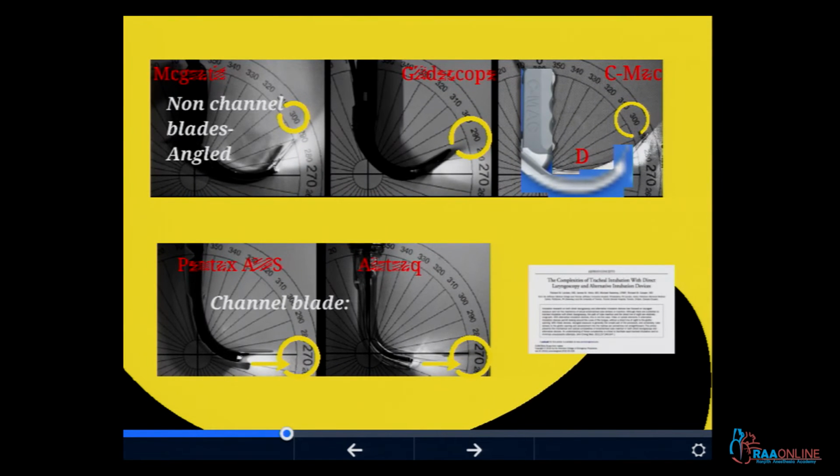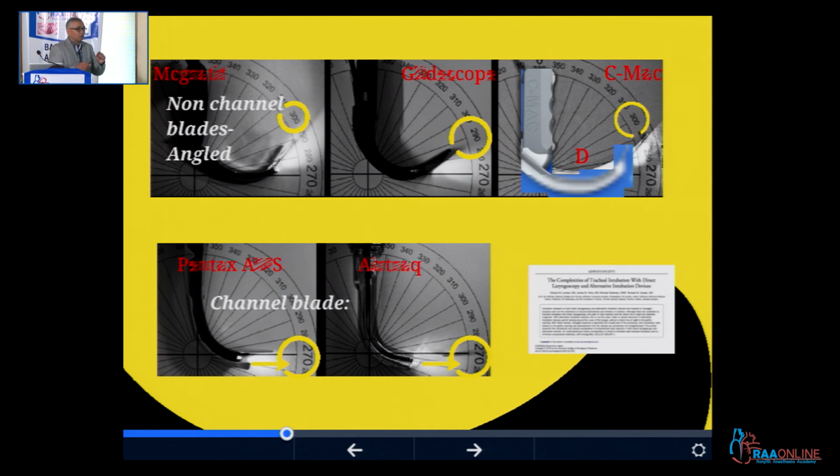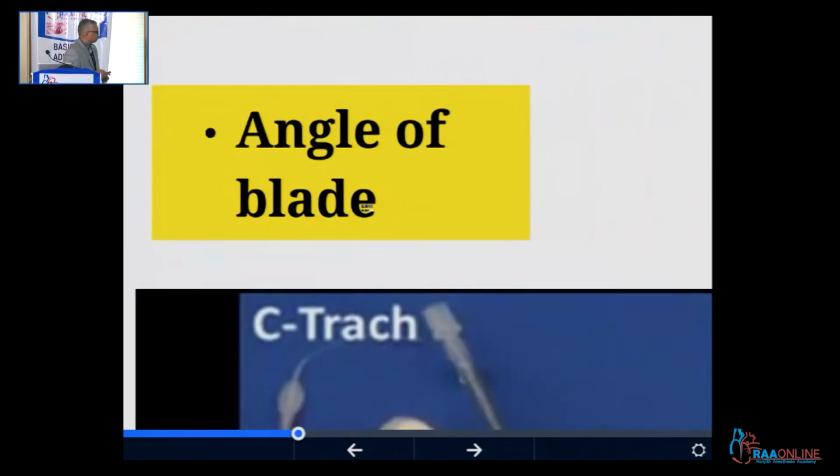What he did was put various blades of video laryngoscopes and laryngoscopes against a protractor and see in which direction these blades are pointing. Our conventional direct laryngoscopy blades are pointing at 280, the Miller blade will point at 270, channel blades are pointing straight, and angled blades were pointing around 290, 300. So this angle of the blade is very, very important for positioning. When you have an angled blade, probably your force requirement is less.